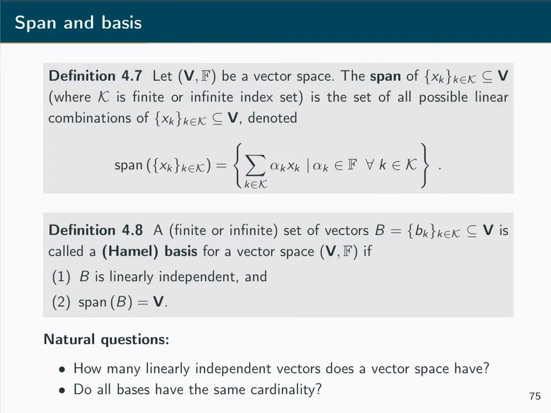Based on this example, one may ask the following natural questions. What is the maximum possible number of linearly independent vectors in a vector space? In particular, if we're dealing with abstract vector spaces, where this answer is not so clear. And the second natural question is, do all bases of a vector space always have the same cardinality? The results on the next few slides will provide the answers to these questions.